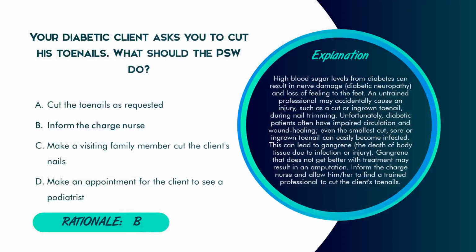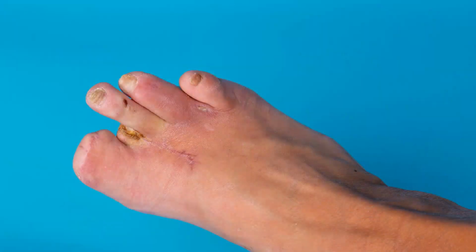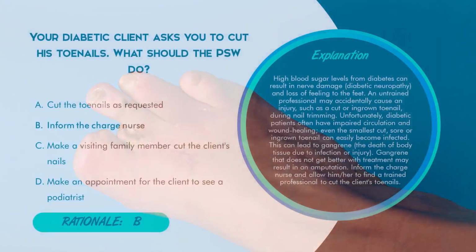These things are very, very challenging. Even for me as a nurse, I do not have any training to cut a diabetic patient's toenails, guys. I typically go to a person who is also a nurse, but trained in this particular field, because I am not going to do that. So this is definitely not in your scope. Gangrene does not get better. It will result in an amputation 9 times out of 10. So always inform the charge nurse to allow them to make a decision.